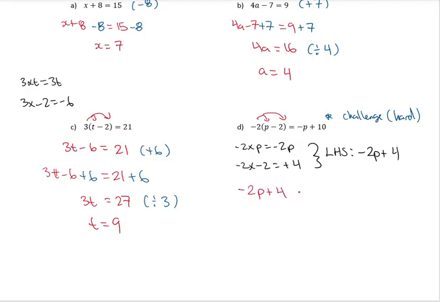-2p plus 4 equals to -p plus 10. Then remember, I see p on both sides, so I'm just going to remove one from one side. I choose this one to remove, -p. So I'm going to plus p. Okay. So when I do that, negative 2p plus 4.